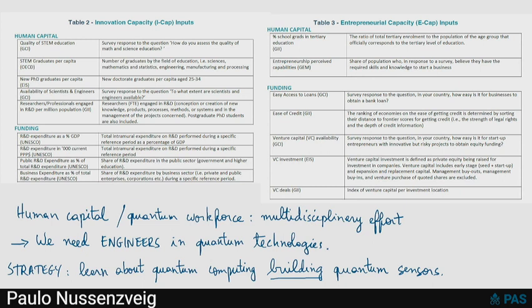Human capital, building a quantum workforce is definitely important. It's a multidisciplinary effort. As we heard from John Martinez, I'm definitely convinced that physicists won't do this alone. We need engineers to develop technology, but we need engineers who understand quantum technologies. And our strategy is, well, let's learn about quantum computing from its defects. So let's train these people building useful quantum sensors.